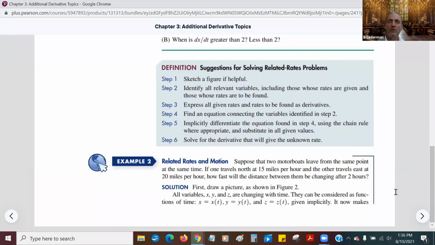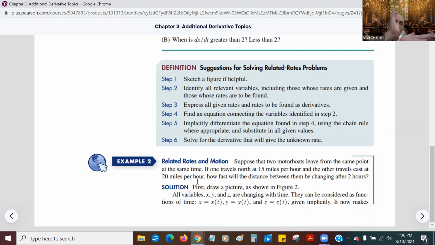Alrighty, so let's, okay. Suppose that now we're doing example 2. Suppose that 2 motorboats leave from the same point at the same time. One travels north at 15 miles an hour. The other travels east at 20 miles per hour. So they're not headed away from each other, they're headed at a right angle.